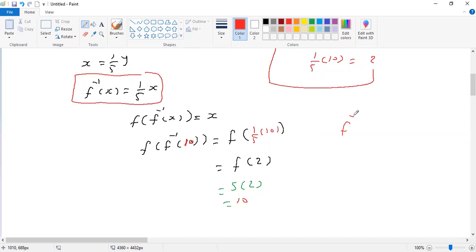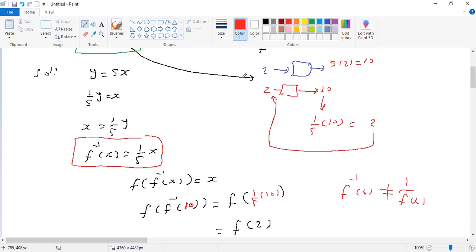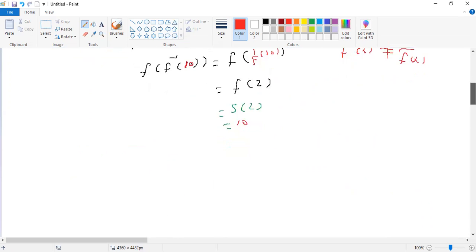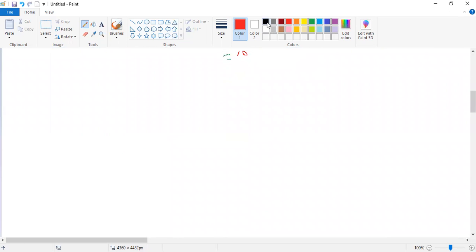And be careful: f inverse of x is not 1 over f of x. Look at here. For example, f of x is 5x, and the f inverse is 1 over 5 x, not 1 over (5x). So it's not 1 over f. So be careful. Another example.